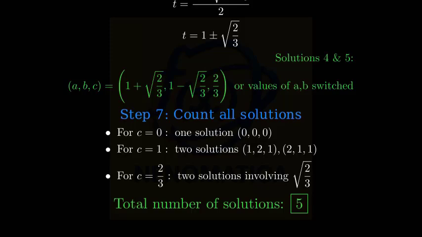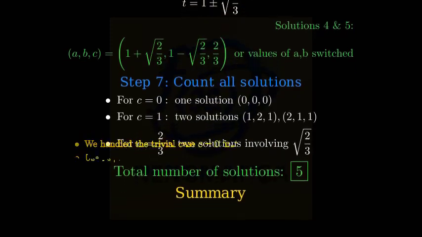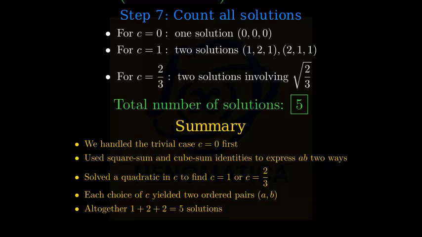Let's summarize what we've learned. We started by checking the special case where c equals 0, which gave us one solution. We then used algebraic identities to derive two different expressions for the product ab. By setting these expressions equal, we found that c must equal either 1 or 2/3. For each of these c values, we found the corresponding pairs of a and b values. This approach of finding constraints and solving for variables is a powerful technique for tackling systems of equations with multiple unknowns.